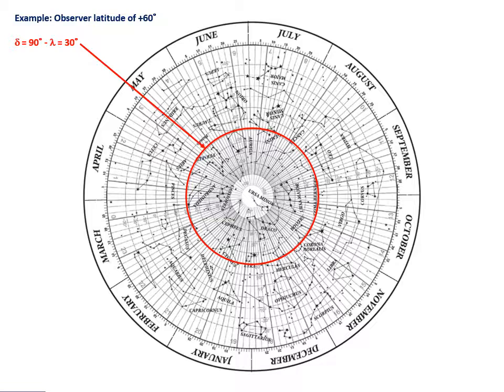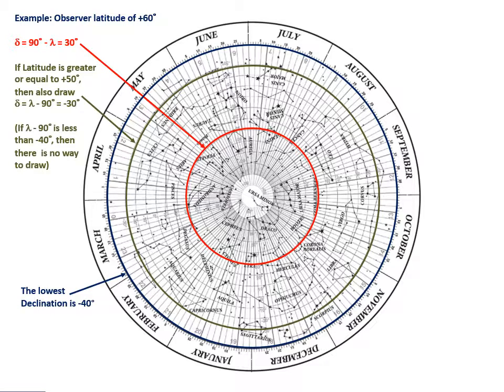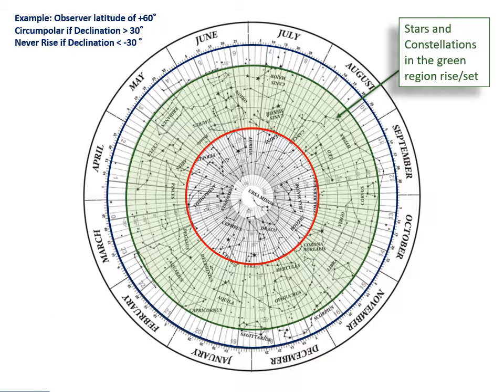First draw the circumpolar declination line on the Northern Hemisphere. Notice that the lowest declination is -40 degrees, so that the rise/set declination can also be plotted on the chart. Draw the rise-set declination line. The region between the circumpolar and never-rise declinations has stars that rise and set once each day. Shade the rise-set region green.